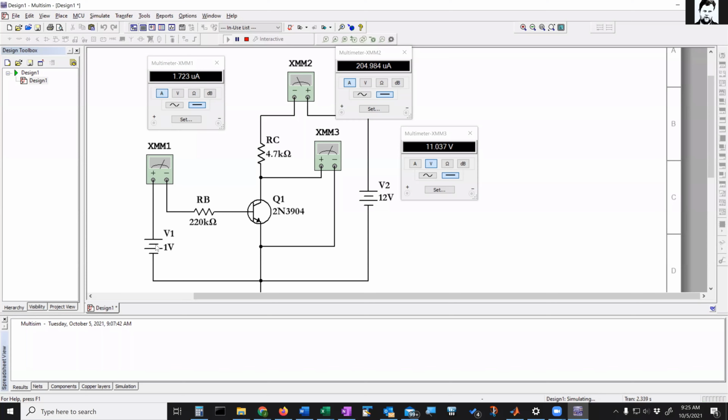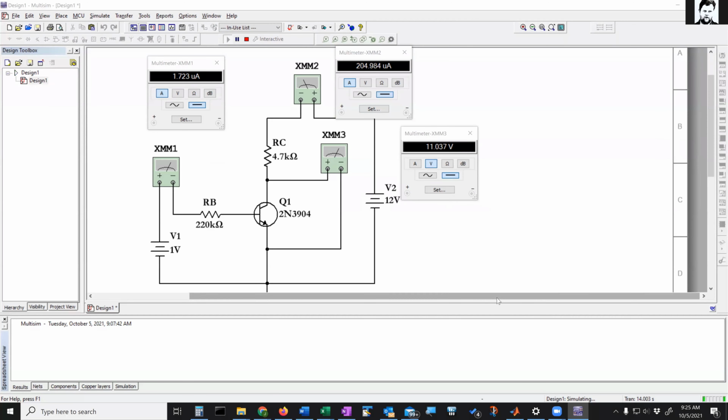So let's see here. We have 1 volt on the base, 220K resistor. We have 1.7 microamps. On the collector, we have 204 microamps, and you see the voltage across the transistor has dropped down to 11 volts now. So the currents have increased, and this voltage across the transistor is starting to come down now. Okay, so that's also what we would expect to happen.